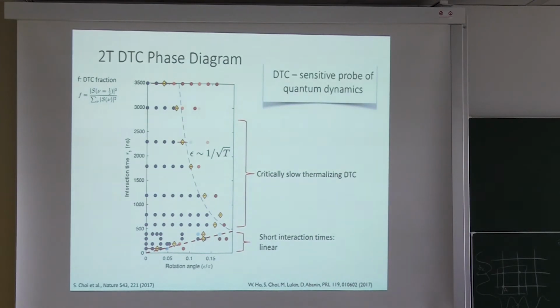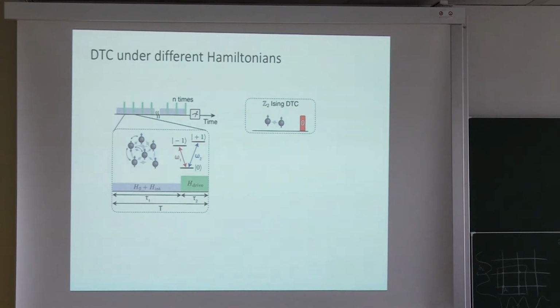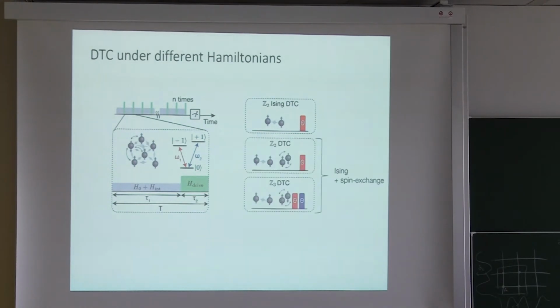So we see that this DTC is a very sensitive probe of the underlying thermalization dynamics. And so we can make use of its sensitivity by now looking at different types of interaction Hamiltonians and what effect that has on the underlying thermalization dynamics. And so besides this so-called Z2 Ising DTC that we've looked at so far, where we were in a spin 1/2 submanifold and we had only Ising interactions present and we were only driving the 0 to -1 transition with this global rotation, we engineered 2 other DTC Hamiltonians, and one is also in a spin 1/2 submanifold where we now have Ising and spin exchange present, and another Hamiltonian where we're driving the whole spin 1 system.